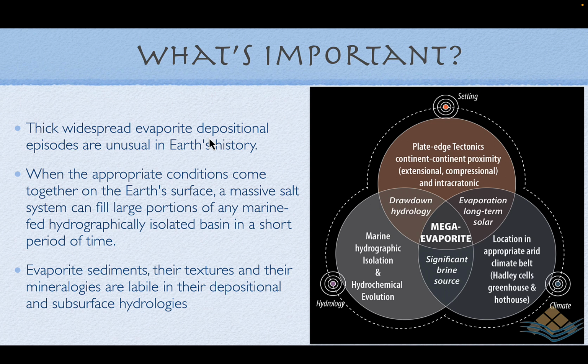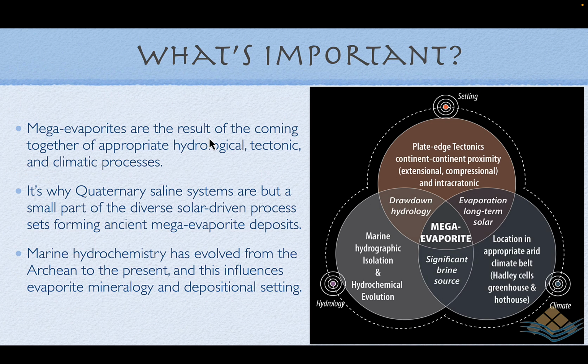And we also see the appropriate drawn down, hydrographically isolated hydrology and the appropriate hydrogeochemical evolution tied back to the ambient marine chemistry. We'll look at evaporites from the Archean through to the present day and how the mineralogy has changed as oceanic chemistry and atmospheric chemistry has changed through time. Mega evaporite bodies are the result of the coming together of the appropriate hydrologic, tectonic, and climatic processes. It's why we see such a limited sampling in the Quaternary.